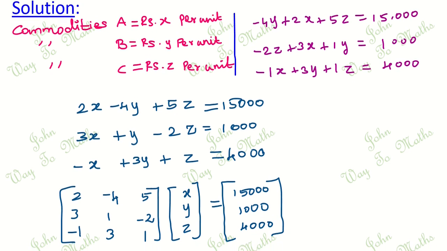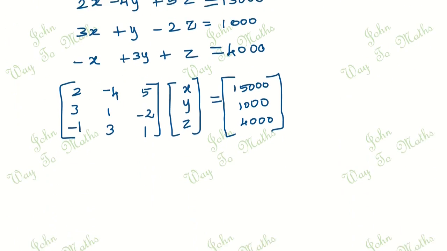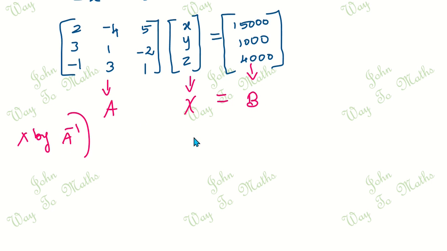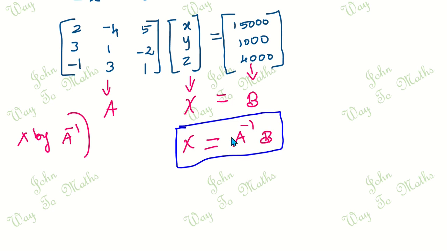So here I am going to give names for the matrices. This becomes matrix A, this becomes capital X matrix, and this becomes matrix B. Here I need X, so pre-multiply by A inverse. So we get capital X is equal to A inverse times B. So this equation is the matrix inversion method formulation. So first I'm going to find A inverse.